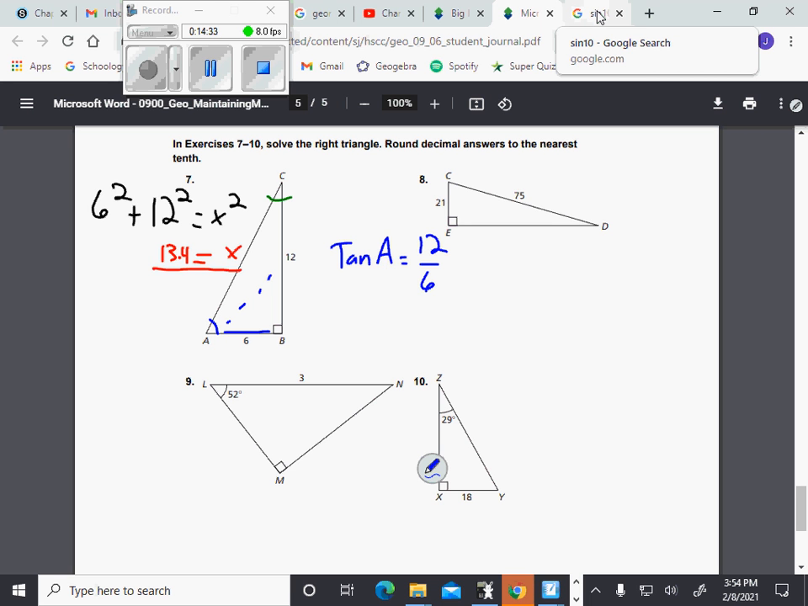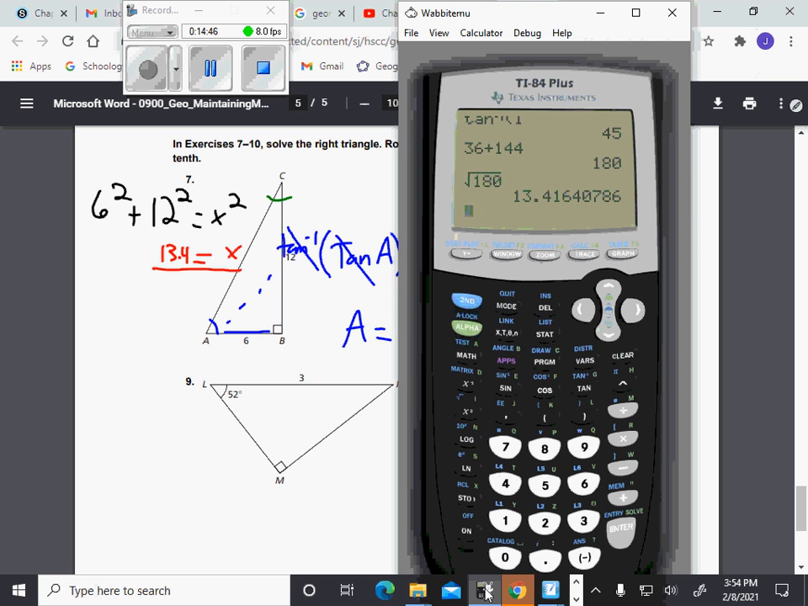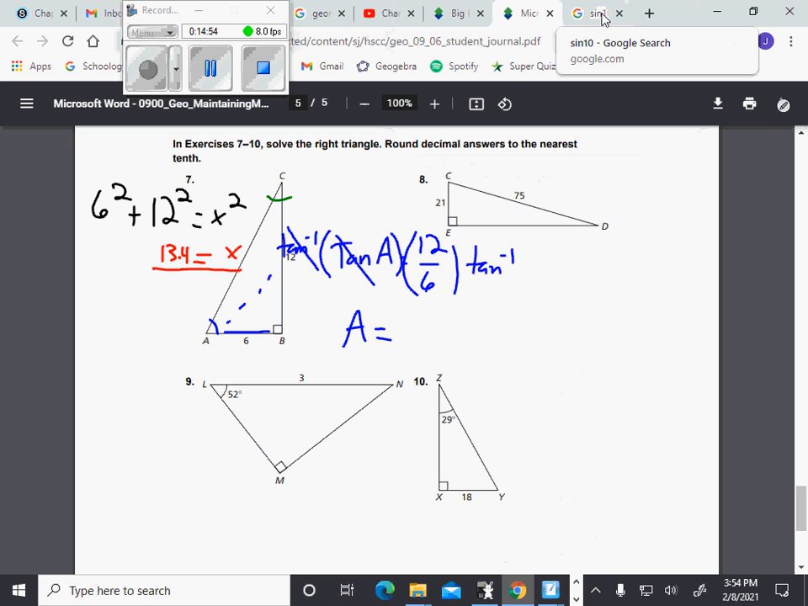How do I get rid of that tangent? Multiply by the tangent inverse. So I'm left with A is equal to tangent inverse of 2, which is equal to 63.4 degrees. So A is equal to 63.4 degrees. And now what's C?